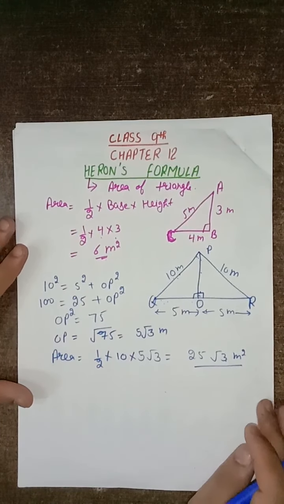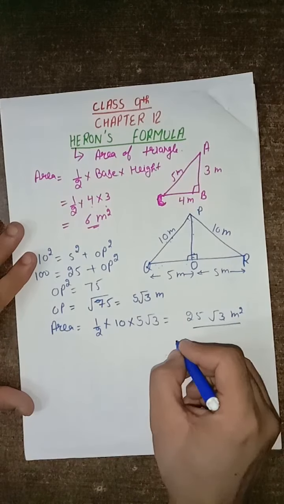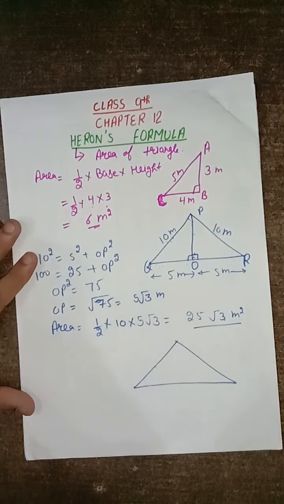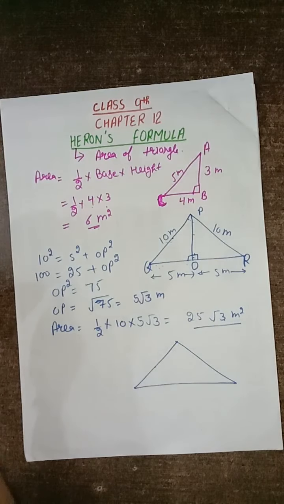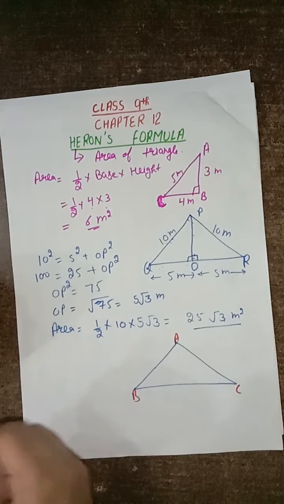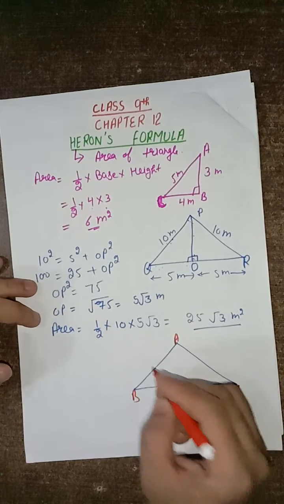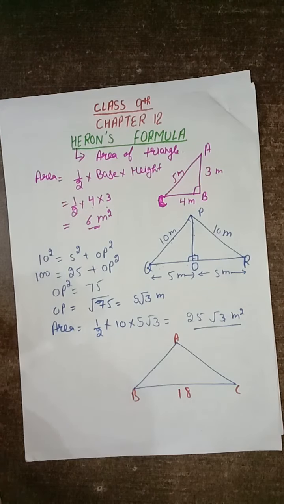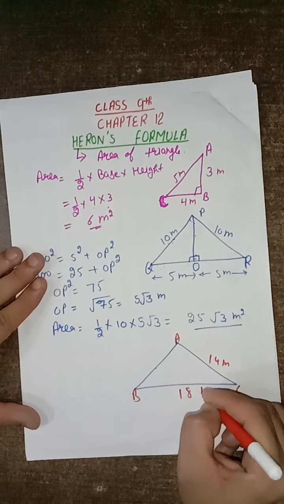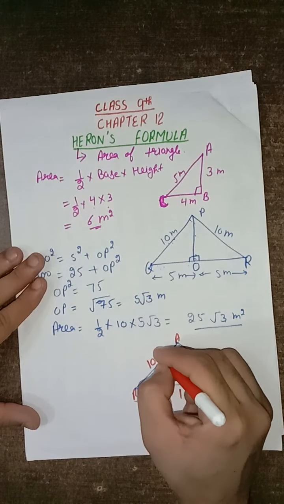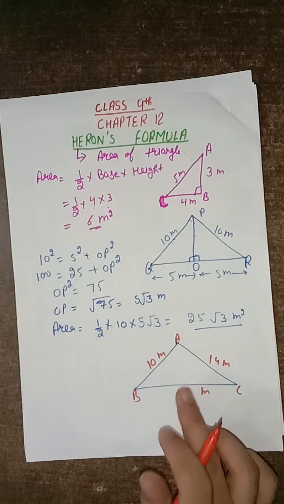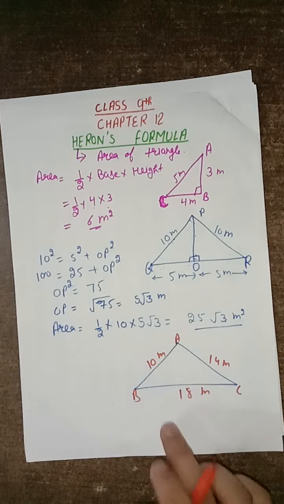Now what will happen if we don't know the value of height, or we can't find the value of height? Say in this triangle, that is ABC, in which say BC is 18 and my AC is 14 and AB is 10. Now how will you find the area of this triangle ABC?